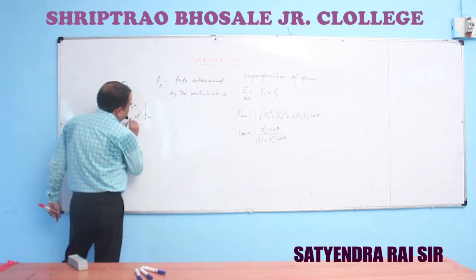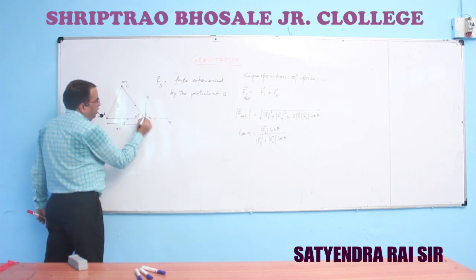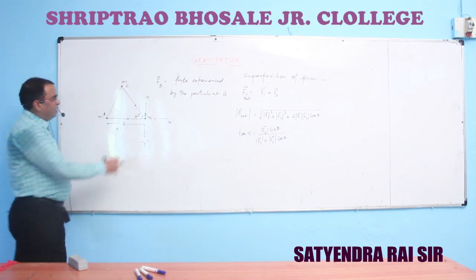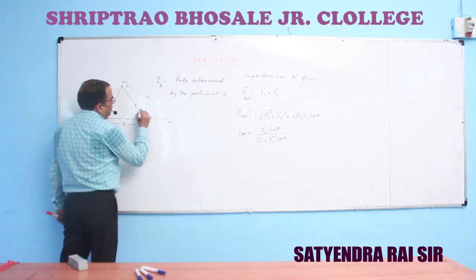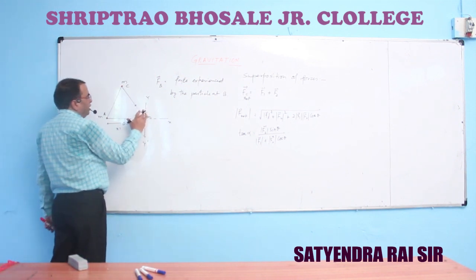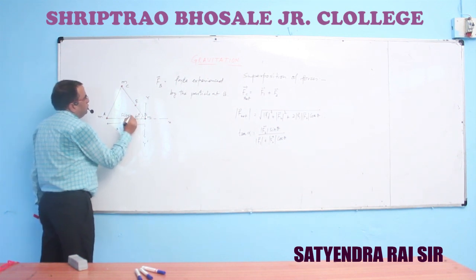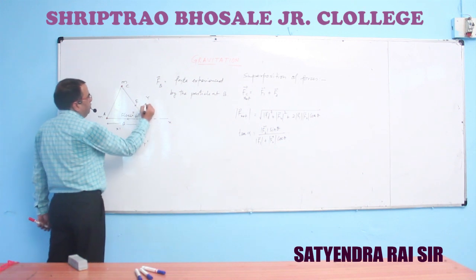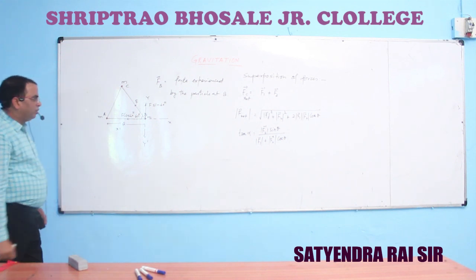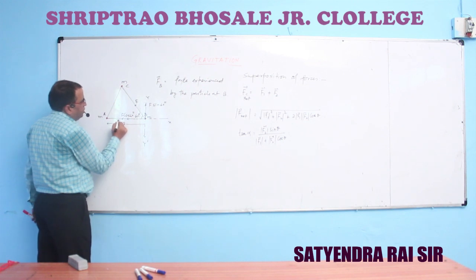This is our usual x-axis, x dash, and that is our y, and this is our y dash. This angle is 60 degrees, so definitely here the angle is 30 degrees. This is F, so this will be the direction of F cos 60, and this will be the direction of F sin 60.